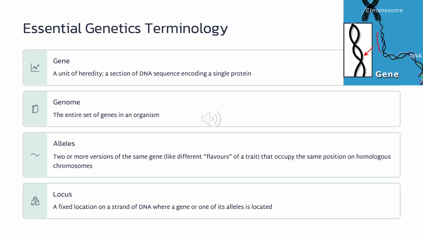And next is locus. A locus is a fixed location on a strand of DNA where a gene or one of its alleles is located. So that is a locus, and more than one locus, we call loci.